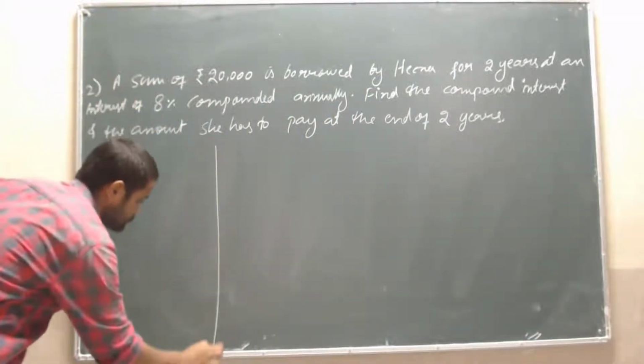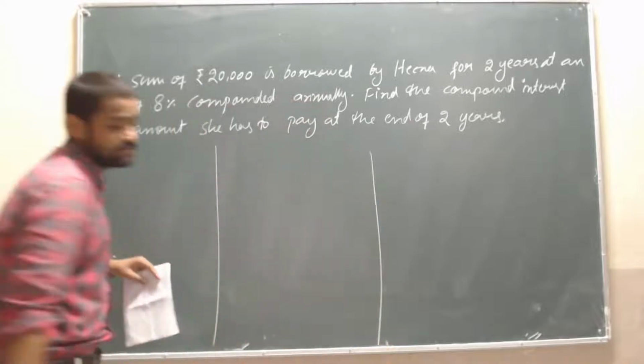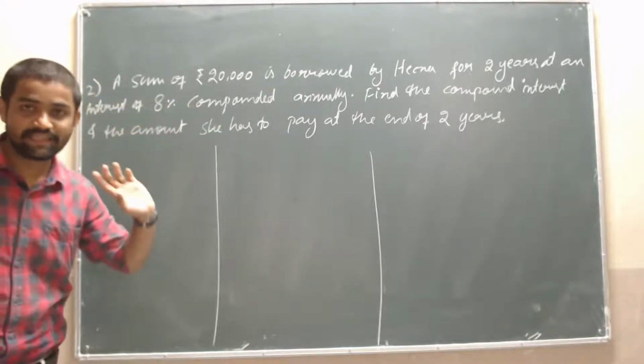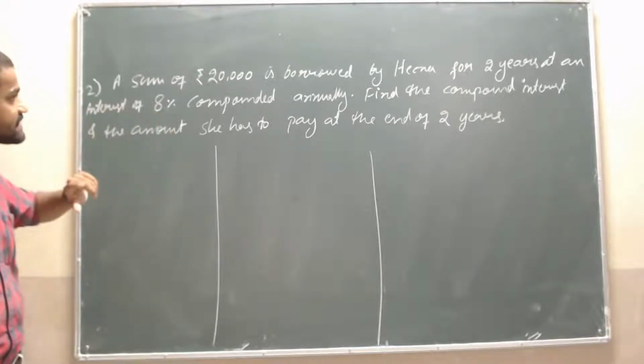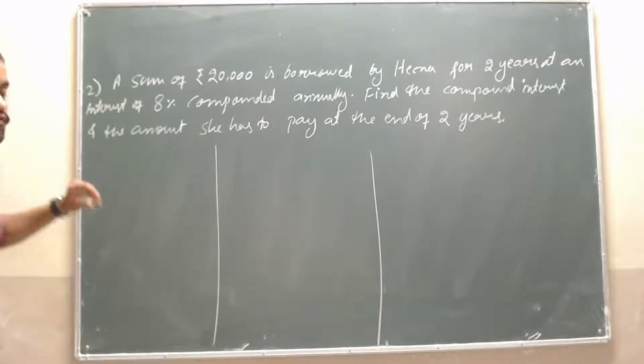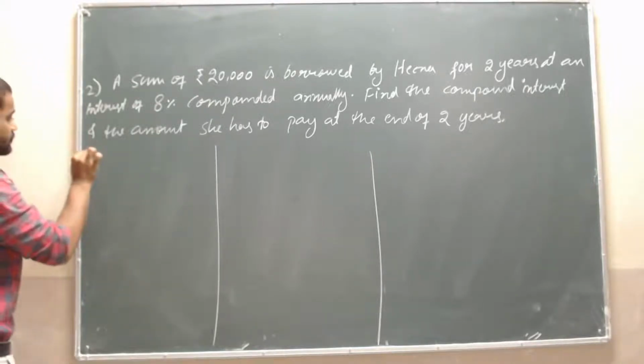See here, students. Here we have to find out the compound interest as well as the amount. First of all, we have to read out the question. A sum of rupees 20,000 is borrowed by Hina for 2 years at an interest of 8% compounded annually. Per year it is 8% interest. Find the compound interest and the amount she has to pay at the end of 2 years.